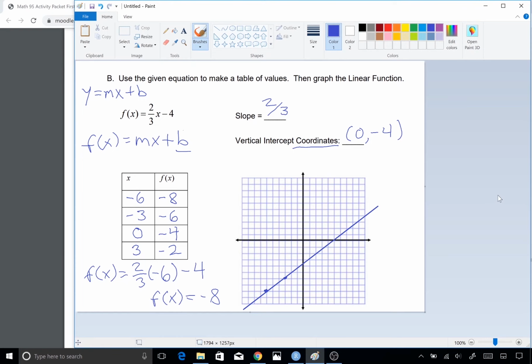The slope is often thought of as rise over run, and you can see the rise is 2 and the run is 3. It goes over 3 and up 2. Over 3, up 2, over 3, up 2.